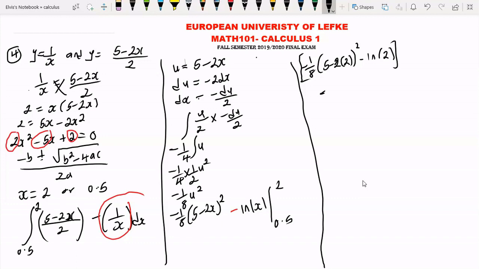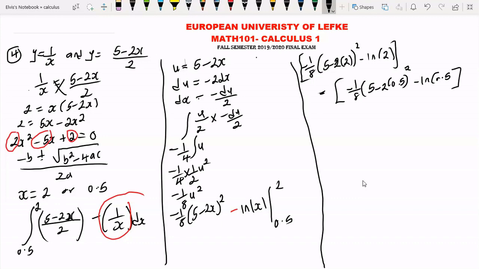Then minus the lower limit. So this is going to be negative 1 over 8. Then multiply 5 minus 2 multiply 0.5. Okay, so this is for the lower limit. Then raised to the power of 2. Then minus ln of 0.5.